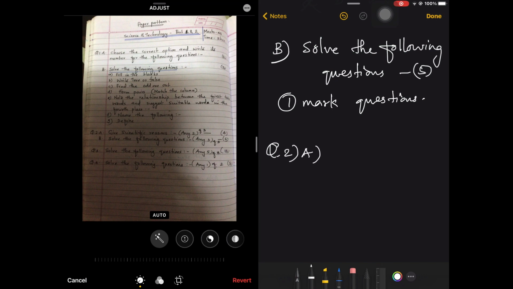Now question number 2A, give scientific reasons. There will be 3 questions. Out of 3 questions you have to attempt any 2, which are of 2 marks each. Total 4 marks are there. And next is question 2B, that is: solve the following questions, any 3 out of 5 questions. 5 questions will be given, out of that you have to attempt 3, which are also 2 mark questions. Total 6 marks will be there.